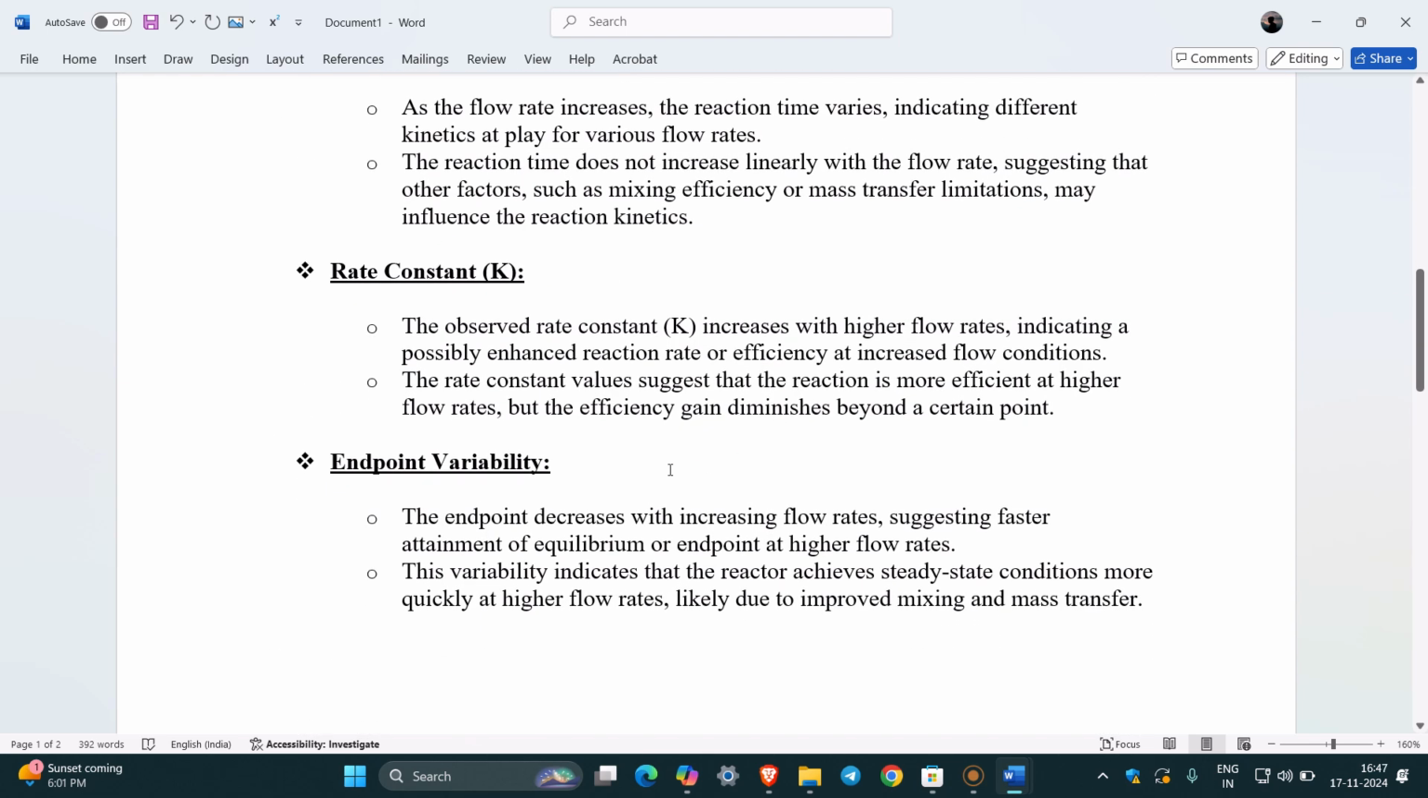Now coming to the endpoint variability, the endpoint decreases with increasing flow rates, suggesting faster attainment of equilibrium or endpoint at higher flow rates. So we have seen in the table that as we increase the flow rate, the volume of sample taken to get the endpoint is decreasing. Like at 7.5 LPH, the volume taken is more as compared to 10 LPH or 12.5 LPH. So on increasing the flow rate, the time taken to attain equilibrium decreases.